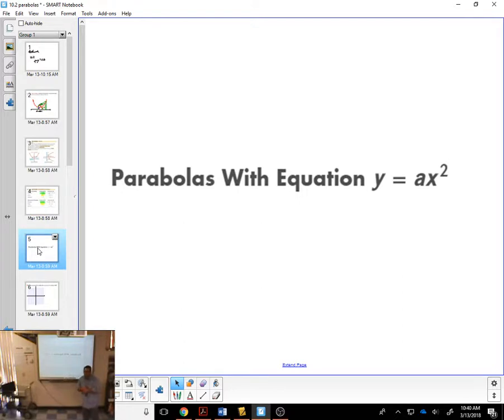Parabolas in the form of y equals ax squared. Just real quick, if A was positive, then is my parabola smiling or is it frowning? It's smiling. And if it's negative, then it's frowning. Okay? Cool. Let's get to this.